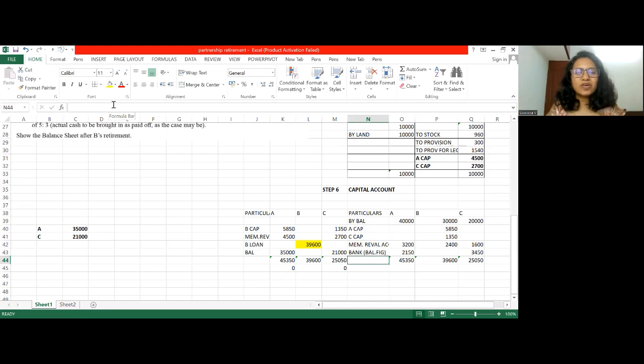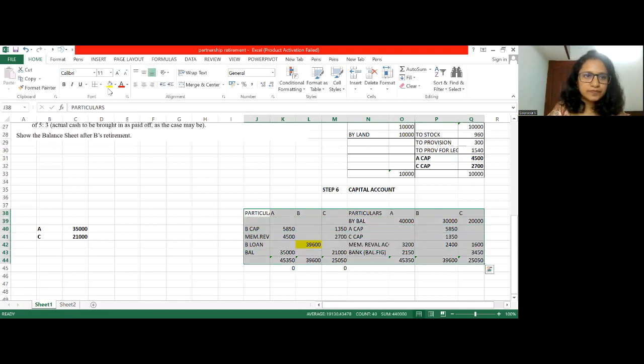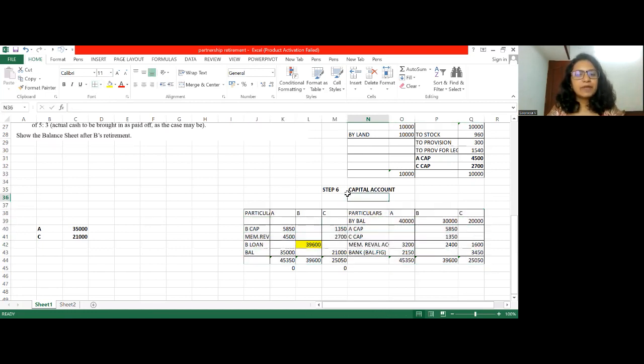So we saw that the amount in the bank was less, so I have kept it as a loan. And then there is a condition that the balance in the capital account should be 56,000 in the ratio of 5:3. So whatever balance is required, I am bringing in the capital account. So the balancing figure will be the additional amount that the partners A and C will have to bring in to meet the condition. So with this, capital account is over.